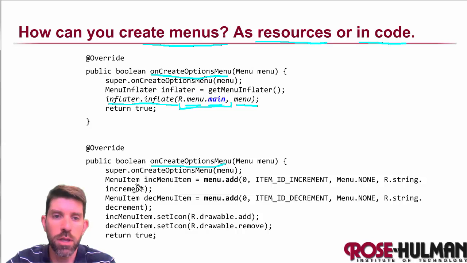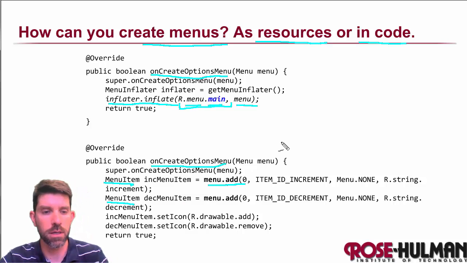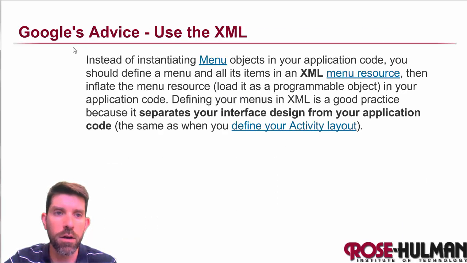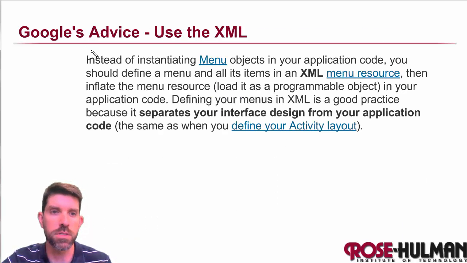Alternatively, what you could do in there is actually build up menu items from scratch and go ahead and set their icons and so on and add them to the menu, all these kinds of things. Not what we're going to do if we can get away with it. And honestly, this is what Google says as well, right?